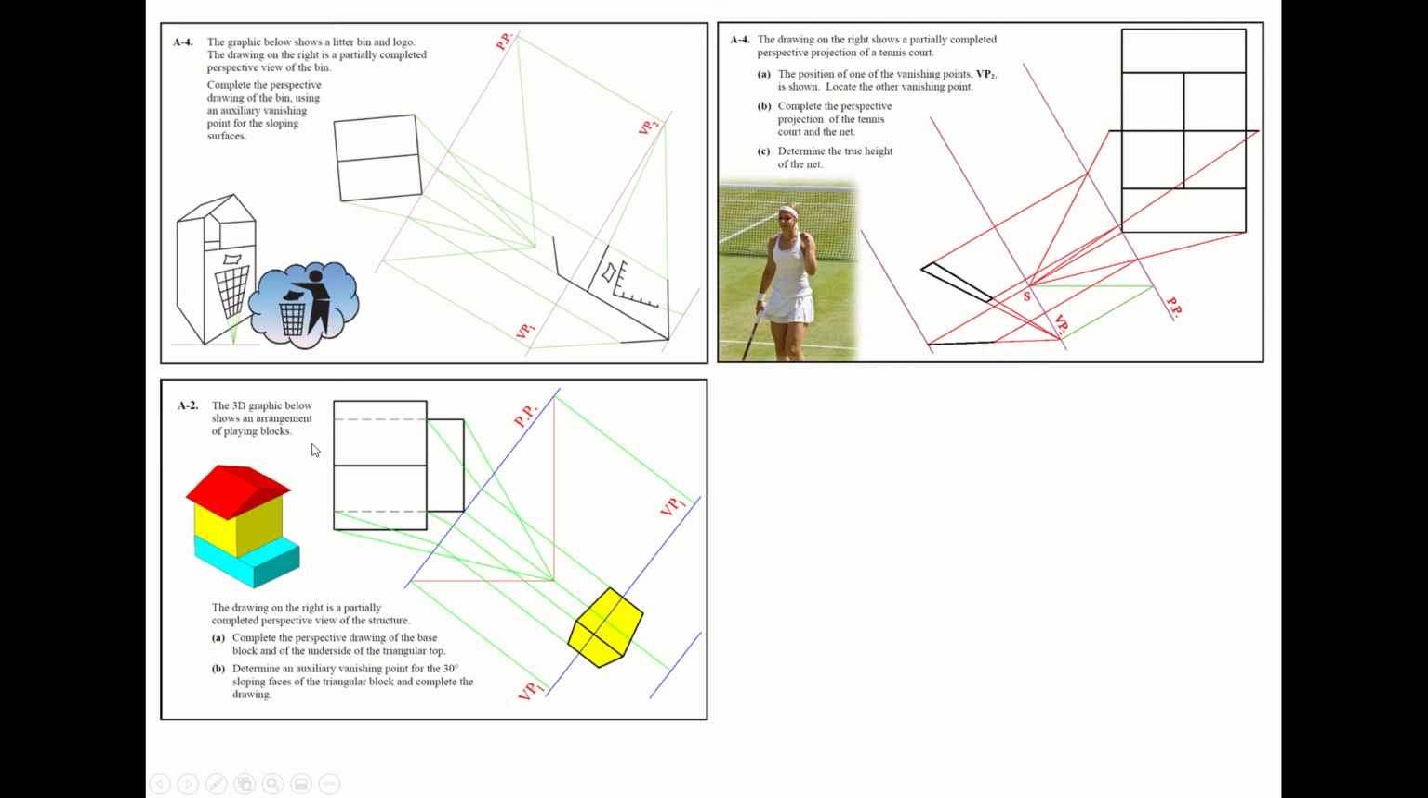So just looking at the question itself, we can see the 3D graphic below shows an arrangement of a series of playing blocks, so kind of making a little house like that. The drawing on the right is a partially completed perspective view of the structure. So you can see we have the main block here, the main part of the house, minus the actual roof and this front garden, we call it. So determine an auxiliary vanishing point for the 30-degree sloping faces of the triangular block and complete the drawing.